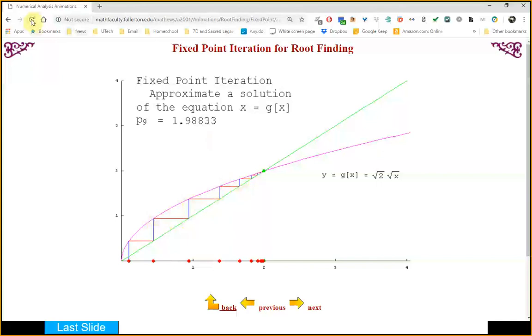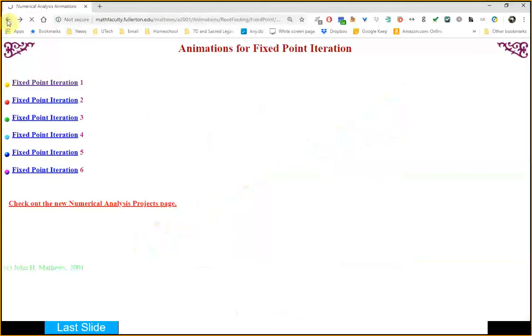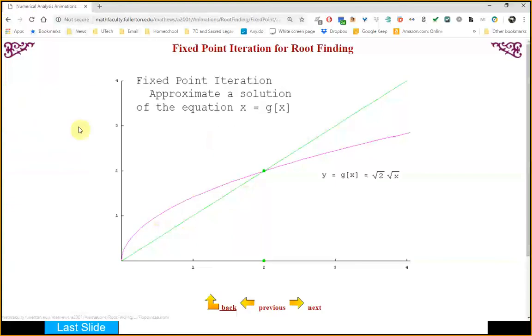I'm going to reload so you can see it again. So it started at, I said about 0.1. Let's see if that's where it started. Right, 0.1. And it got 0.4. When you plugged in 0.4, it got about 0.9, then 1.3, then 1.6, then 1.78, somewhere there, and so forth till it got to the answer, which is about 2. Alright?